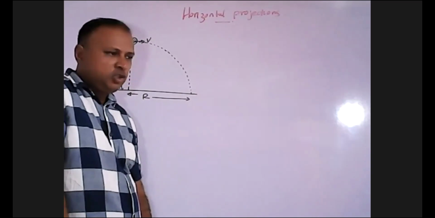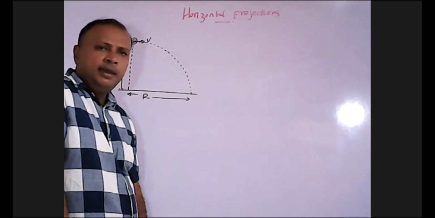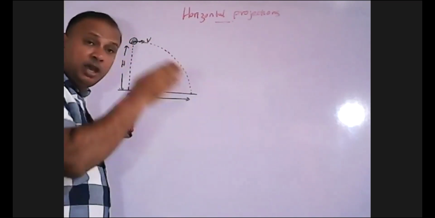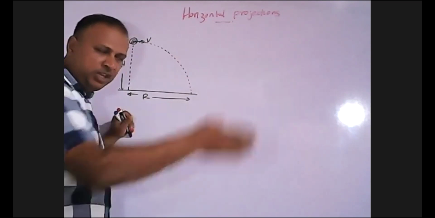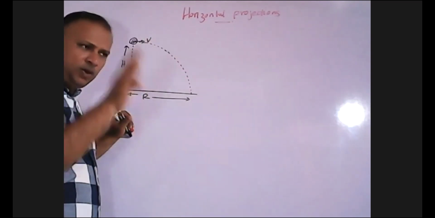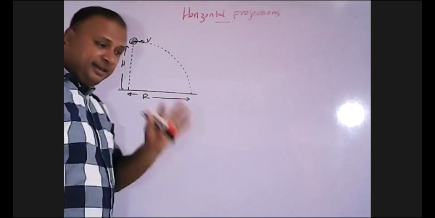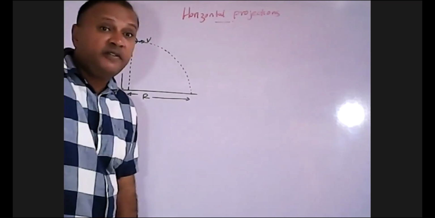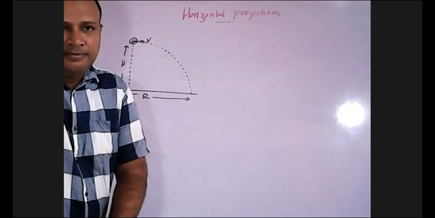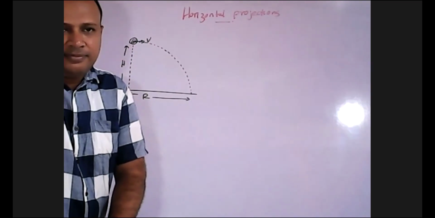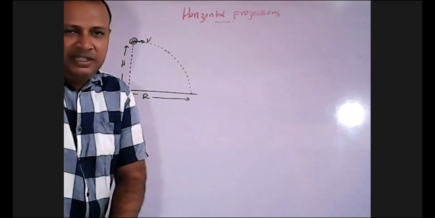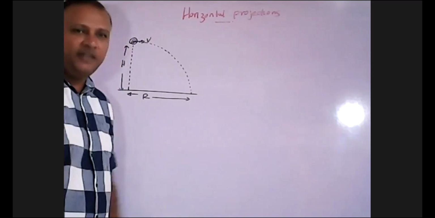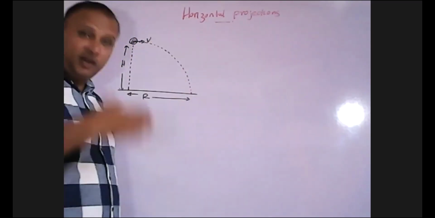Tell me this one. Please give me the answer for this question. So horizontal projection is a projection something like this. That means initially it has a horizontal velocity. Tell me, so what is the initial vertical velocity? So 0. Yes, very good. It is 0 because definitely the projection is horizontal projection.